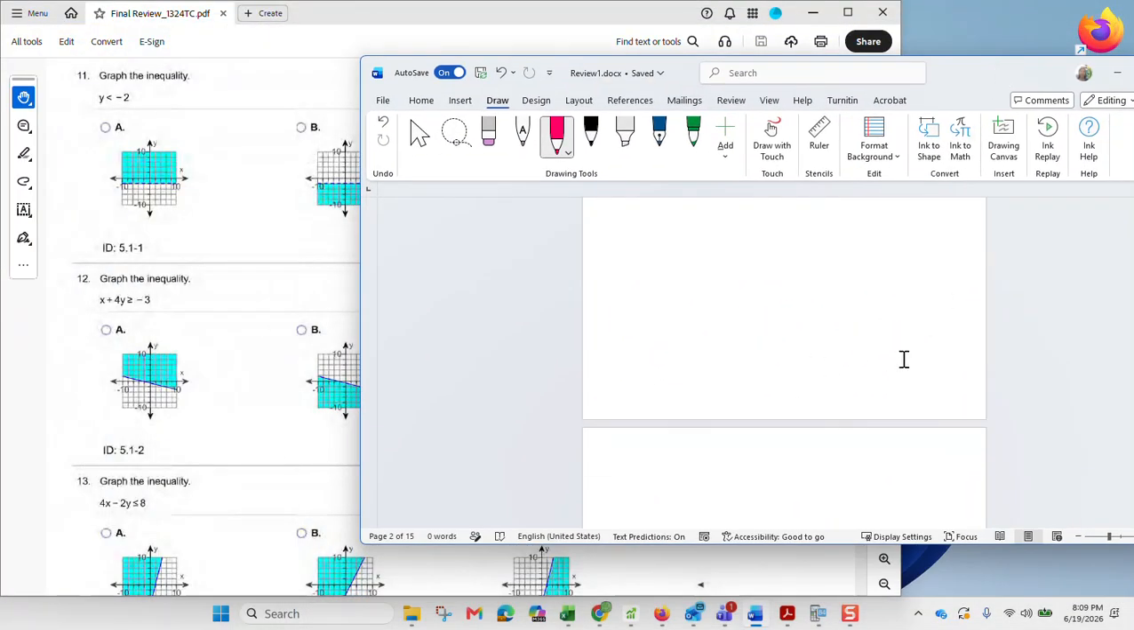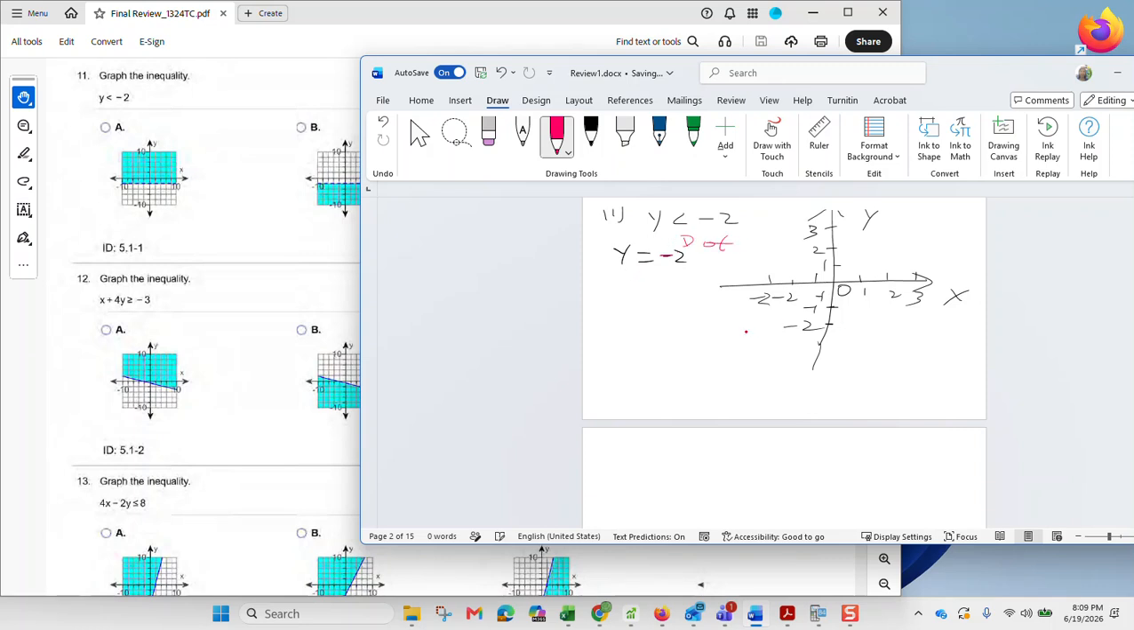Okay, so let me look at this one right here. Number 11, if I want to graph y is less than -2. So first, I will need to graph y equal to -2 first, right? So this will be 0, 1, 2, 3, -1, -2. So y equal to -2 is a horizontal line. Okay, but I don't have an equal sign in here. So if I don't have an equal sign, I need to use the dotted line.